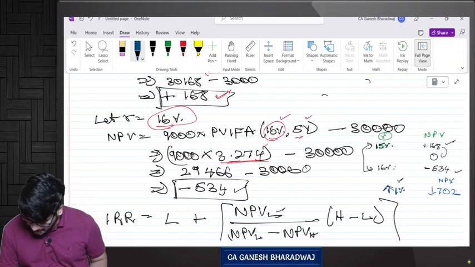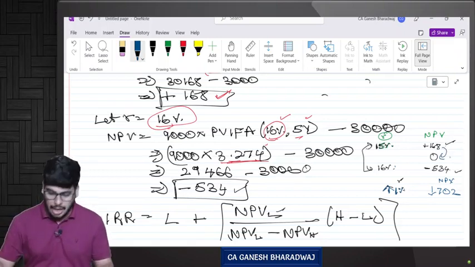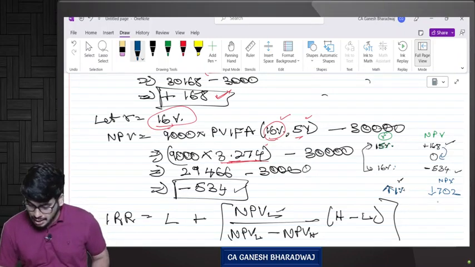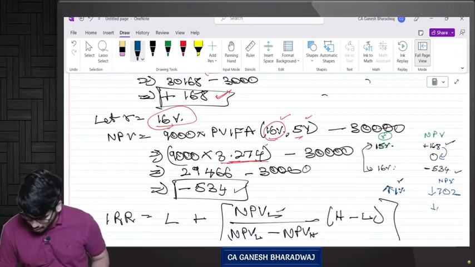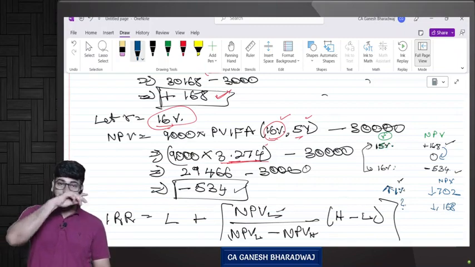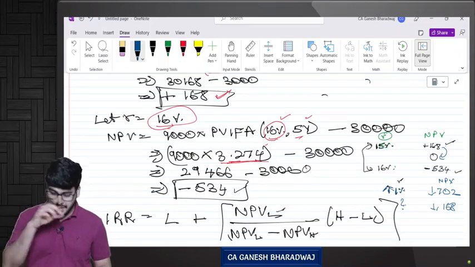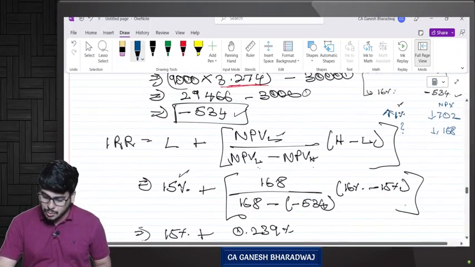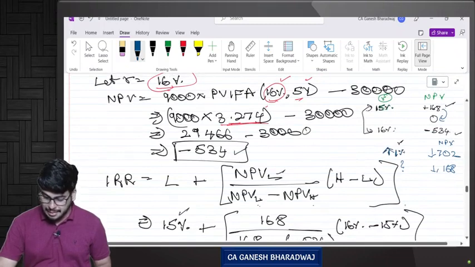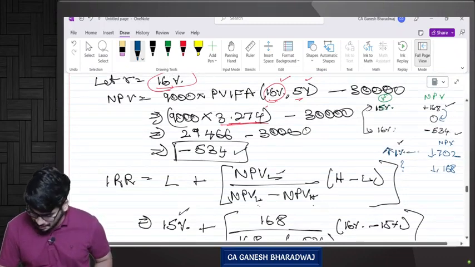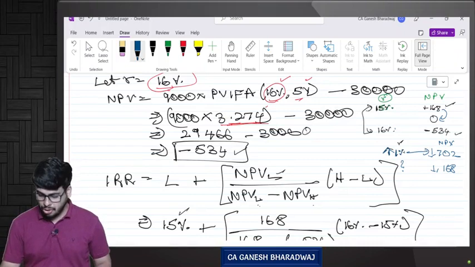But I want my NPV to only fall by how much? I want my NPV to only fall by 168. So if I want my NPV to fall by 168, by how much percentage should I change my rate? Are you clear with this? So this is what they have also done. It is very simple. So for 1 percent, the fall is going to be 702. How much is it going to be for 168?